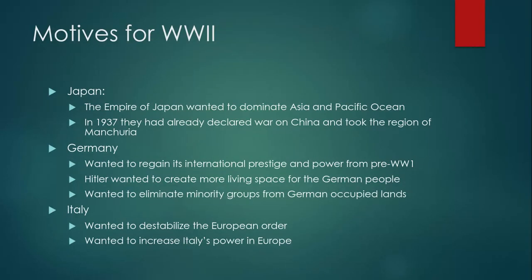Motives for World War II. Japan: they wanted to dominate Asia and the Pacific Ocean. In 1937, they had already declared war on China and taken the region of Manchuria.